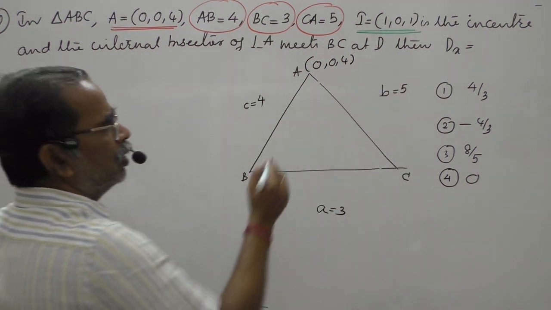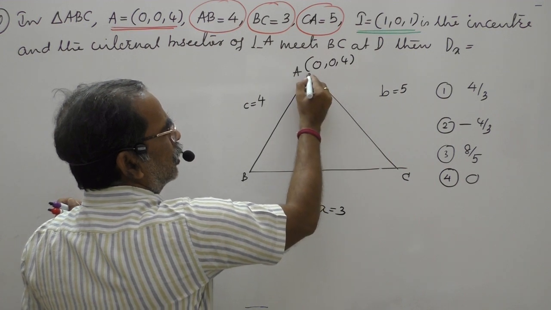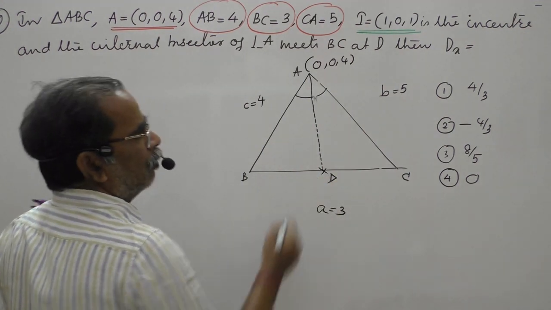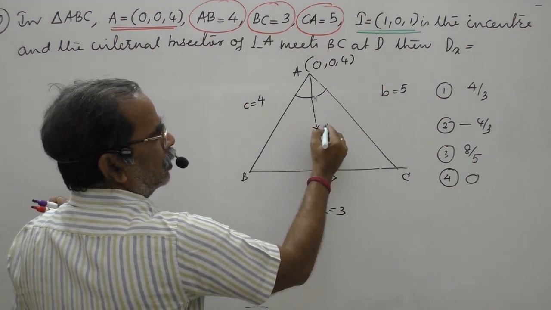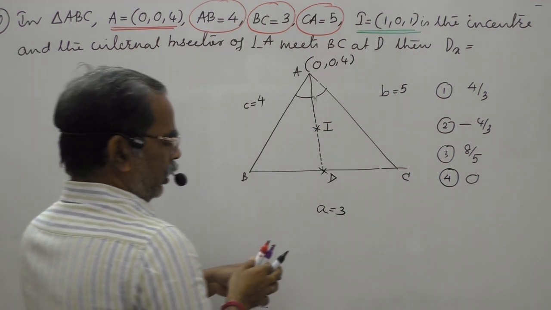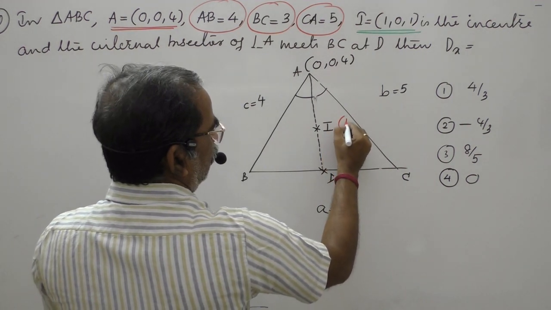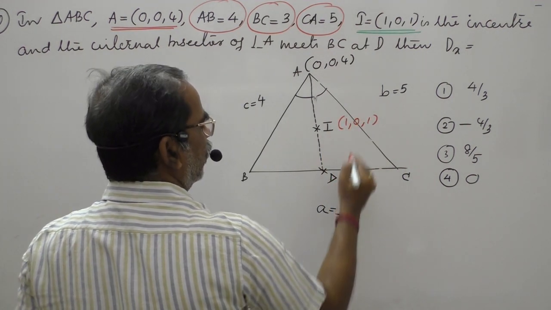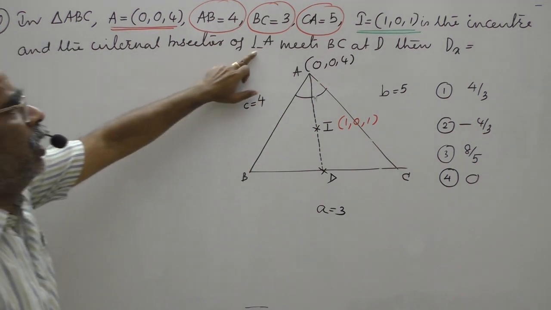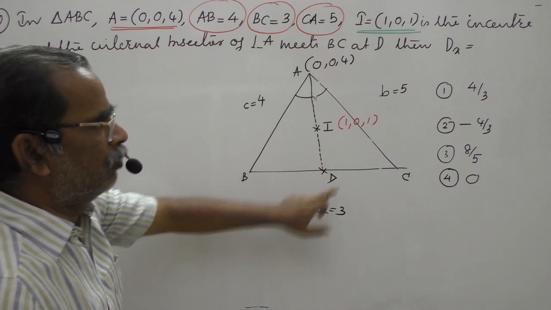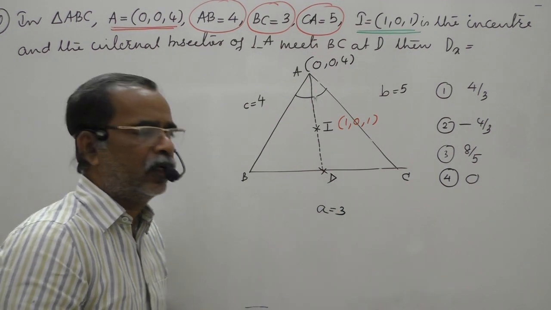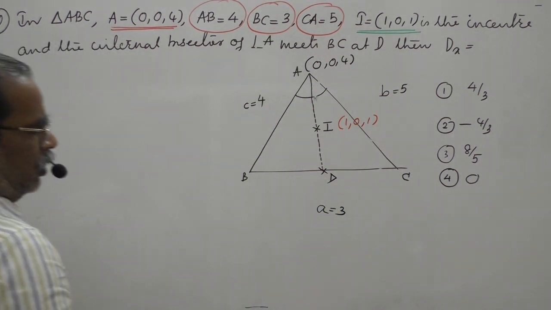And incenter, what is incenter? Incenter is the intersection of internal angle bisectors. Always the common point of internal angle bisectors is the incenter. Therefore, it lies on all the internal angle bisectors. This point is given as 1, 0, 1. What is to be found? The internal bisector of angle A meets the side at D. Then what is Dx? Dx means asked only the x coordinate of this point. No problem. So please listen.